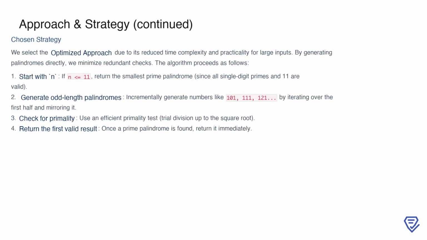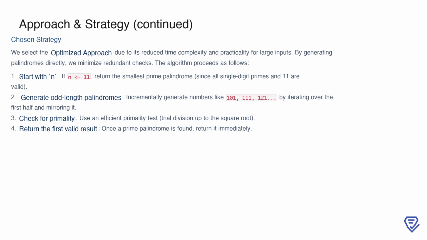The optimized approach is the preferred strategy for this problem because it reduces time complexity while remaining practical for large input values. The algorithm begins by addressing the simple cases. If n is less than or equal to 11, we can directly return the smallest prime palindrome, as all single-digit primes and 11 are valid.